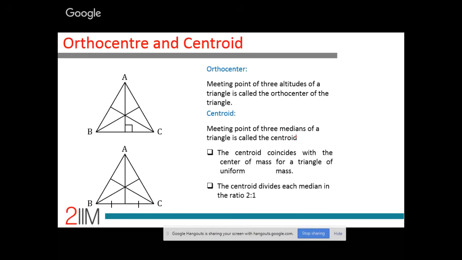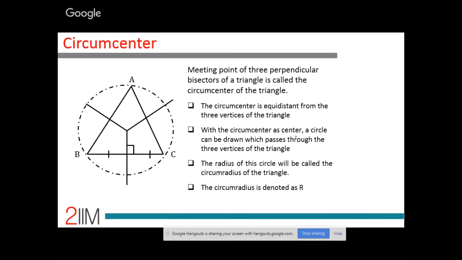So with centroid, what is the other property that we have? Centroid divides each median in the ratio 2:1. So AG by GD will be 2:1. BG by GE will be 2:1. CG by GF will be 2:1. So centroid divides each median in the ratio 2:1. Orthocenter, centroid, in center, circumcenter.